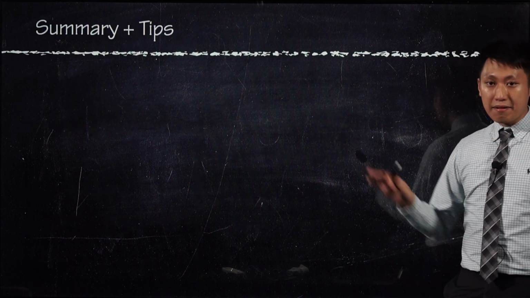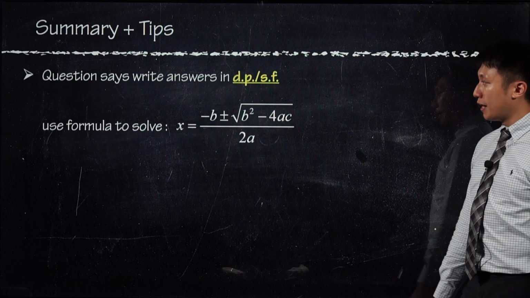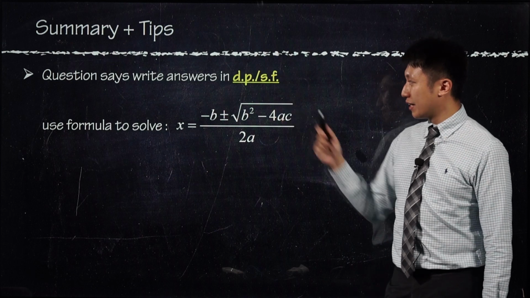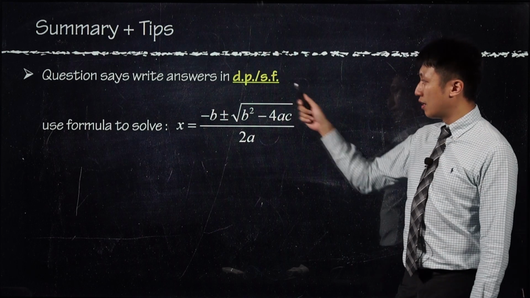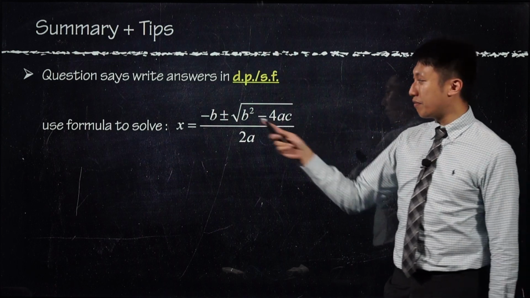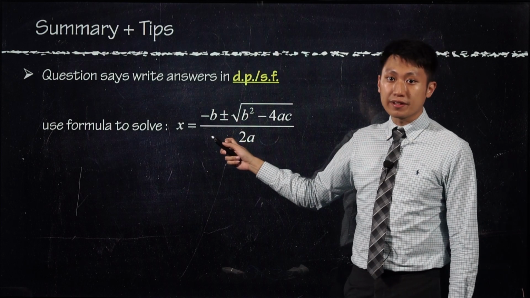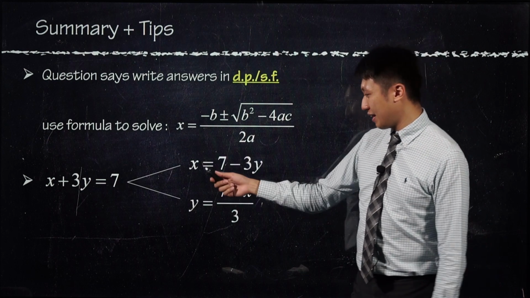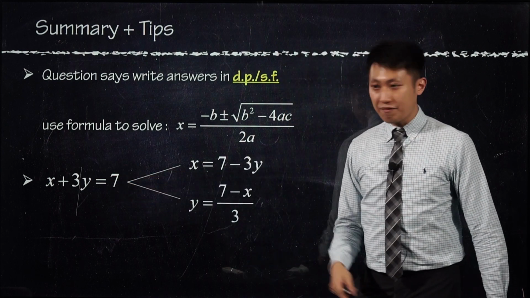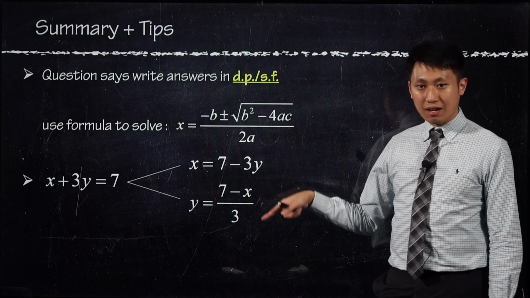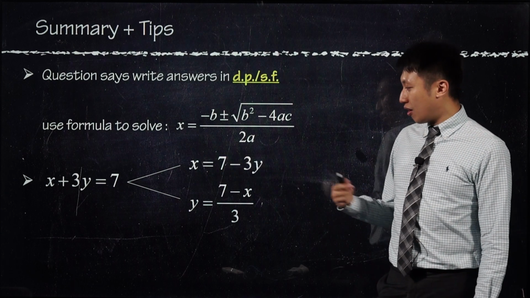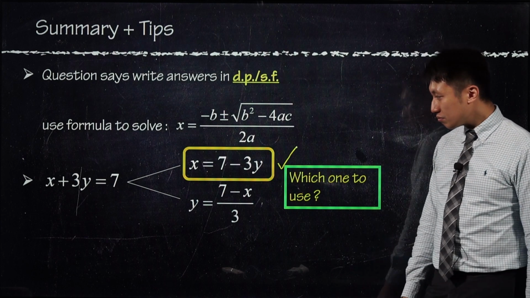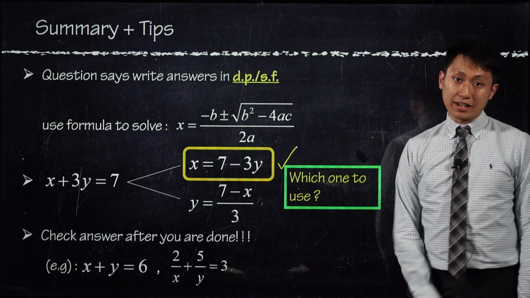So now, I have a few summary points here. If the question says, write answers in decimal places or significant figures, then definitely you will need to use the formula to solve it, or your calculator, of course. Okay, so got this one, then which one to choose? If x minus 3y is equal to 7, which one to use? Of course, you're going to take this, right? Okay, why? Because this one there's a fraction.